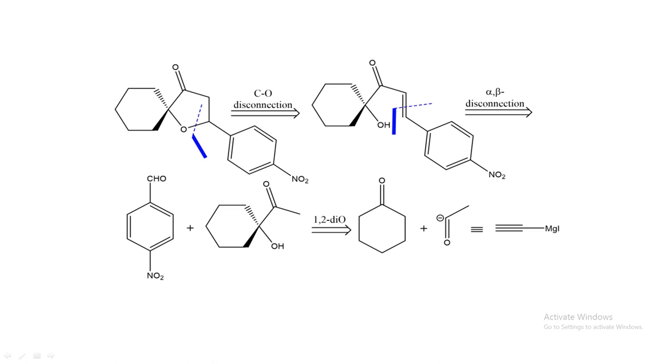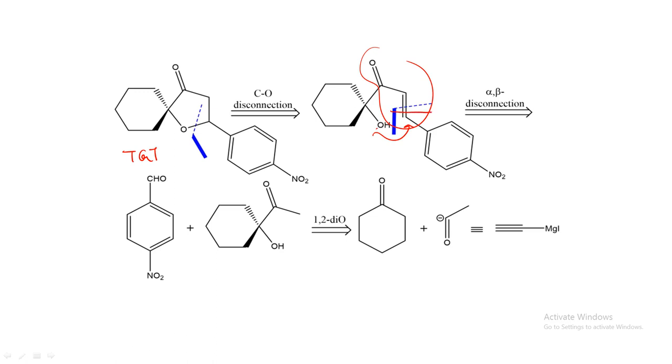So this is our next target molecule. Here also there are many disconnection options, so we are choosing this particular disconnection. Why? Because you can see if we disconnect this particular bond, this would generate an alpha beta unsaturated keto moiety, and with a Michael addition reaction we can easily form this. That's why we have chosen this.